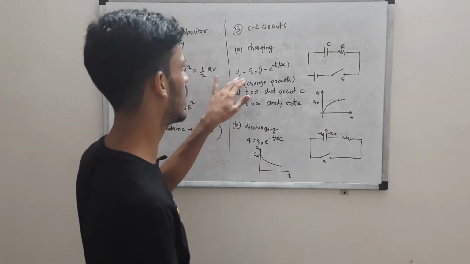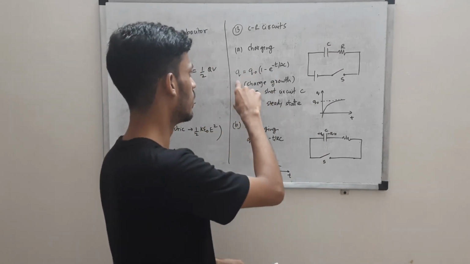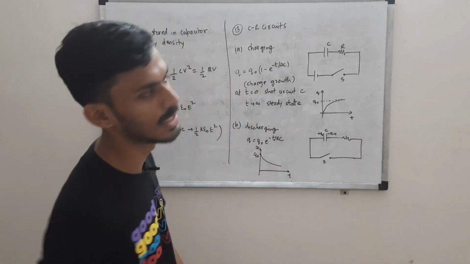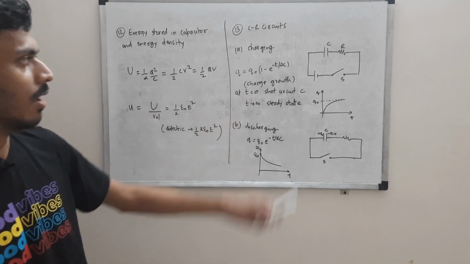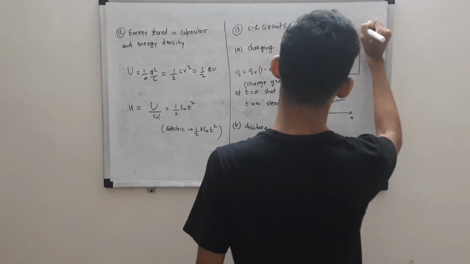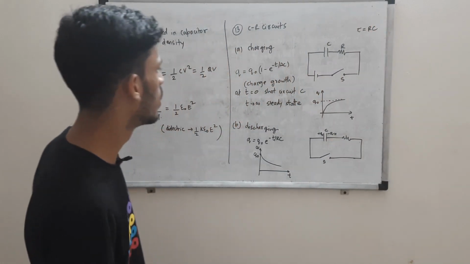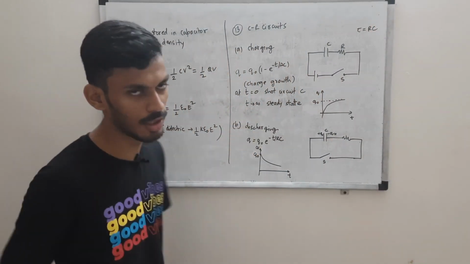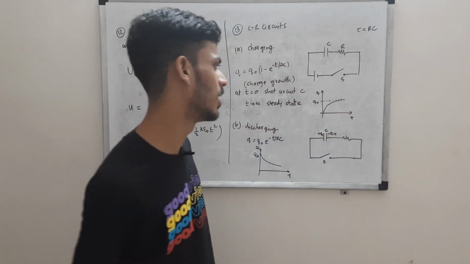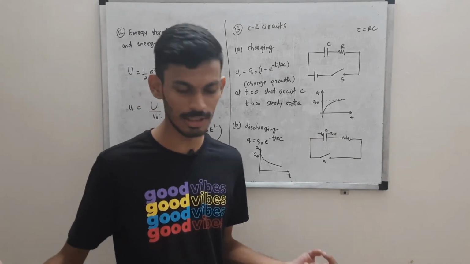This can be represented by this equation, the charge growth on the capacitor. It will be given as Q equals Q0 times (1 minus e to the power minus t by RC). Here RC is known as the time constant, and it might also be written as tau equals RC. Finally, at t equal to infinity, the capacitor will be fully charged, almost 99.9% of Q naught, and that is what we call the steady state.